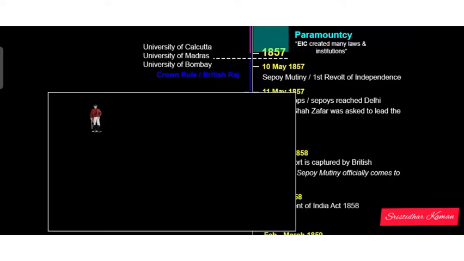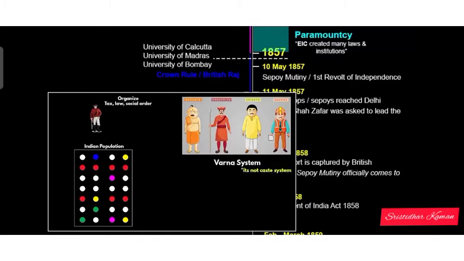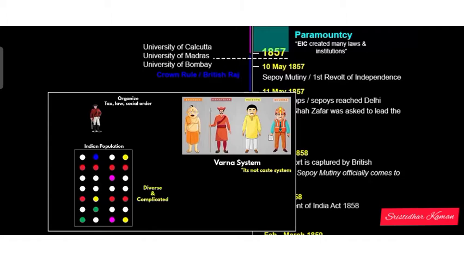Even in terms of organizing the tax system and maintaining social order, after the revolt of 1857, the British rulers categorized the Indian society in a rigid way. Since they did not know which social category to use in order to describe and register Indian society, they started from the Varna system. But the British soon realized that these categories did not work. Indian society is much more diverse and complicated in terms of various social groups and how they perceive themselves. People used jatis, not varnas.